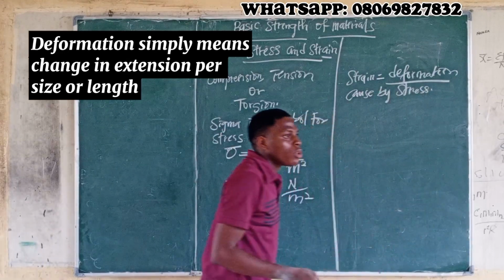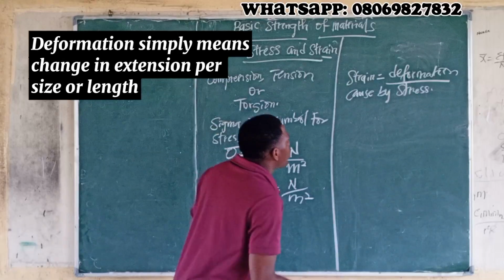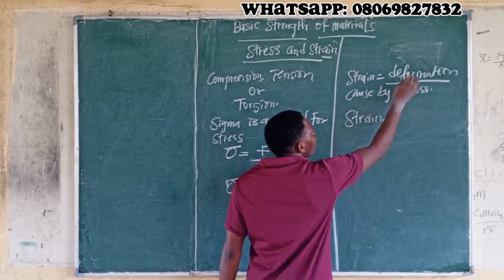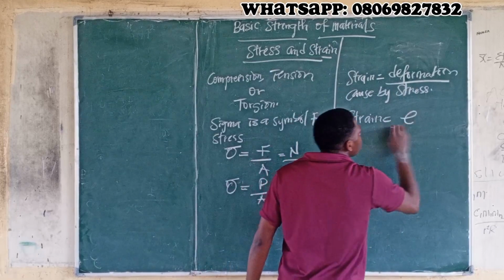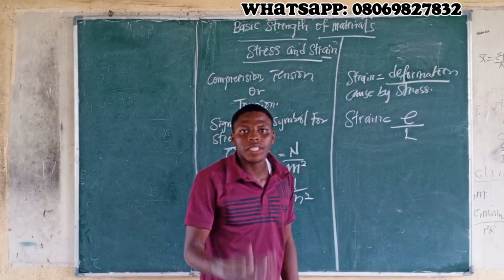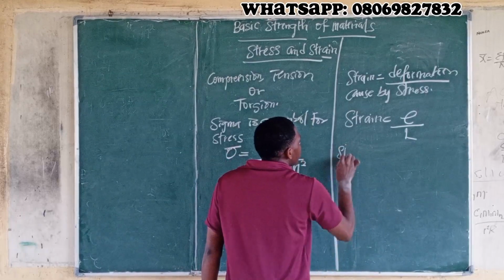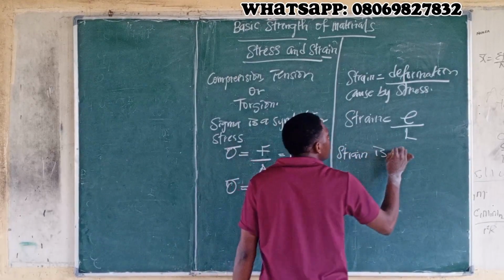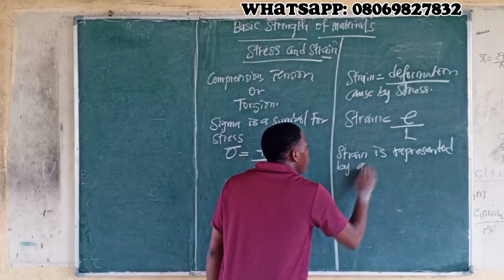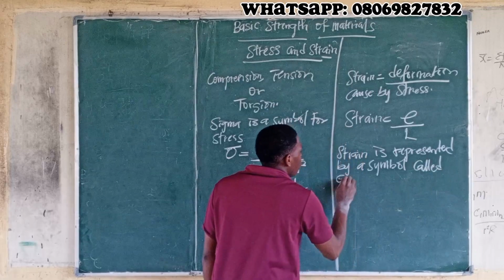Now, what is deformation? Deformation here simply means change in size, which is extension over length. We can say strain is now deformation, and we know deformation is extension over length. Now, strain is represented by a symbol called epsilon.